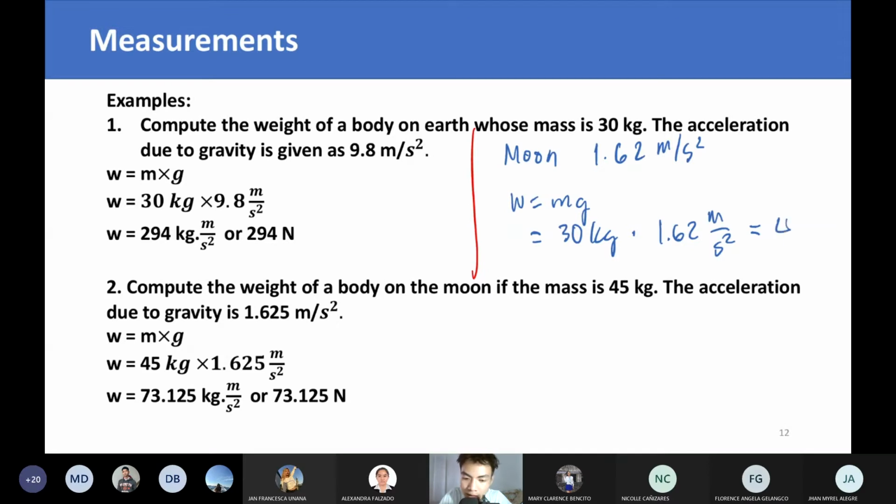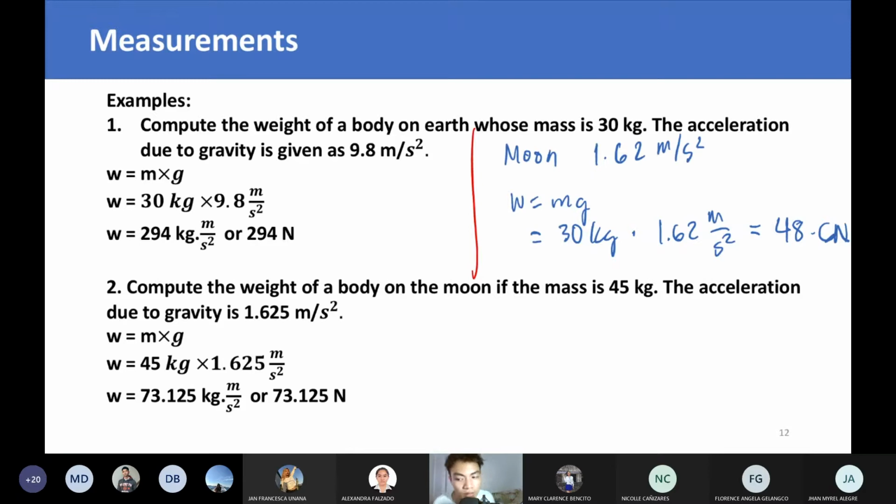Ayun, so that's 48.6 Newton. So, by how much ang difference ng weight ng object na to sa Earth and sa Moon? Okay? So, kunin ko yung factor kung gaano kalaki yung binaba. Okay? So, 6 times ang ginaan ng object pag dinala mo siya sa Moon.